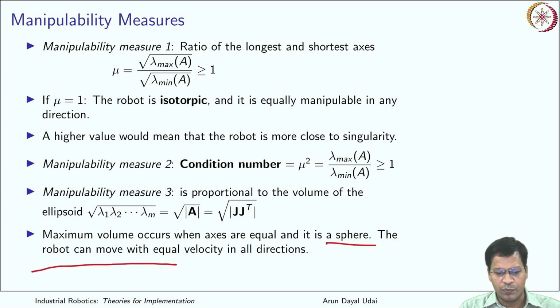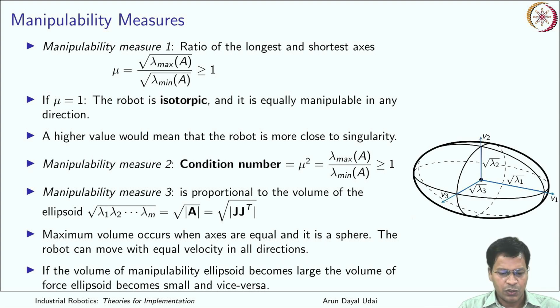Maximum volume occurs when the axes are equal and it is a sphere. The robot can move with equal velocity in all directions. The same will be the situation for force also. It will apply an equal amount of force in all directions. So that is a very good physical meaning out of something which is mathematics here. If the volume of the manipulability ellipsoid becomes large, the volume of the force ellipsoid becomes small. Again, it is true mathematically.